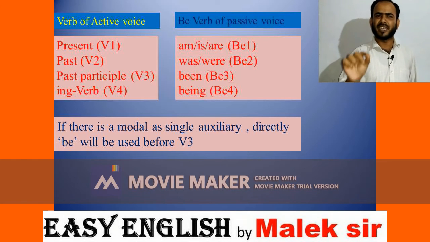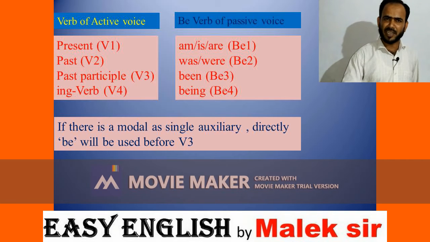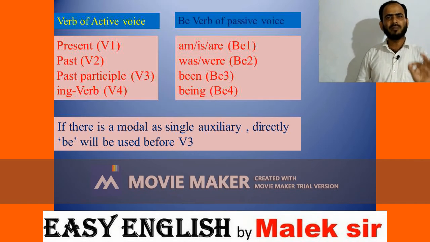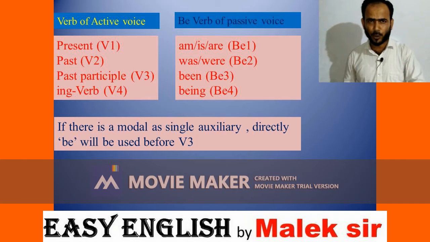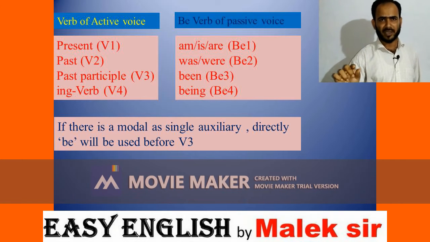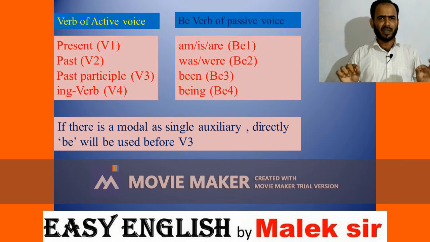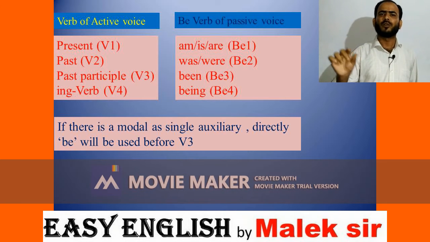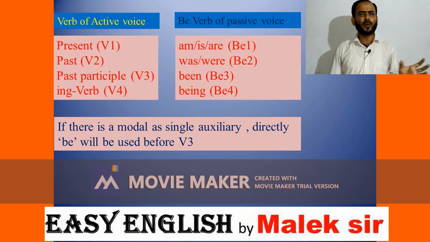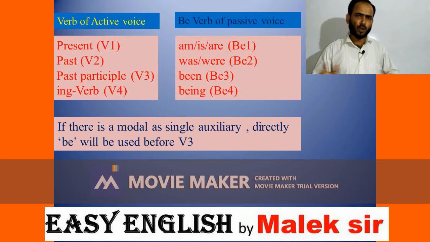If the verb is in present form, that means verb 1, you should use am, is or are. That means the present form of verb, which I term as verb number 1. That means 1 for 1. Similarly, when the verb is in past form, you have to use was or were. And if the verb is in past participle form, you should use been. And the last one, if there is ing verb, you should use being before verb 3. Here is also a very important note for you, that is, if there is any modal as single auxiliary, we have to use directly be before verb 3.